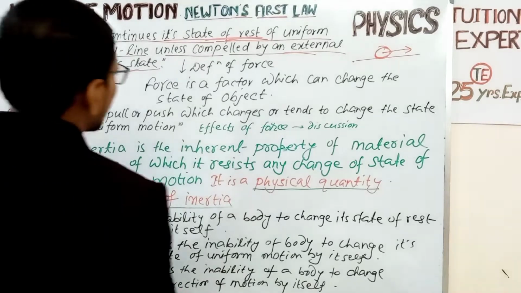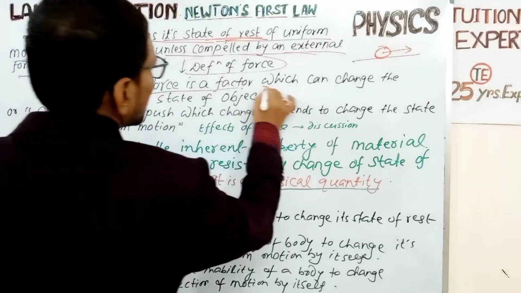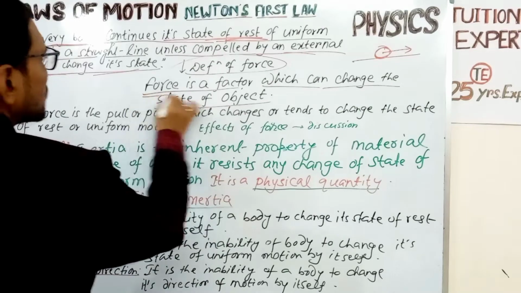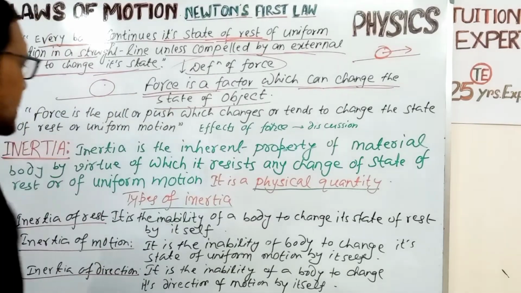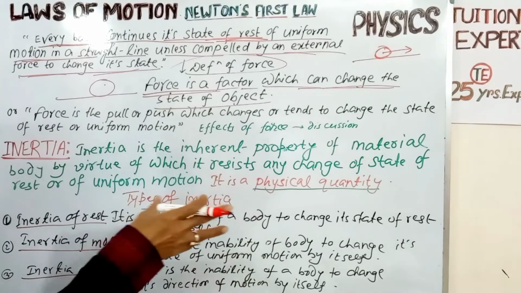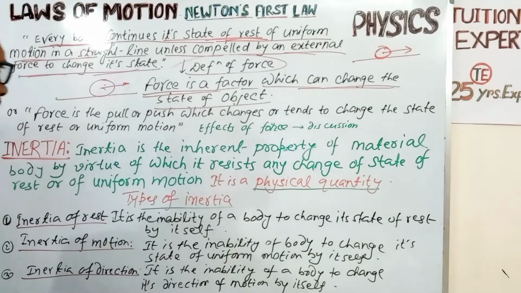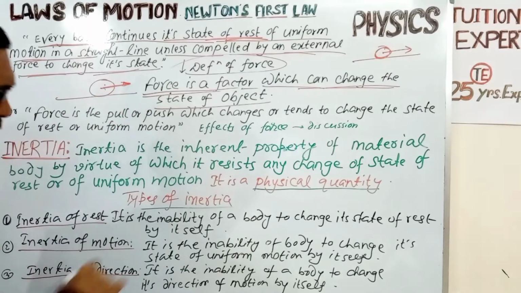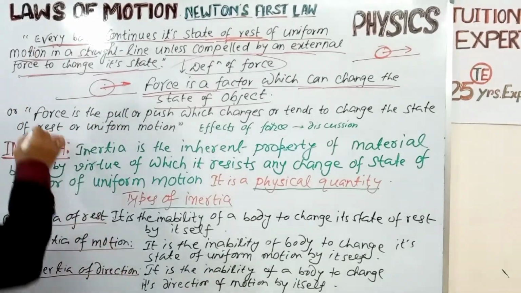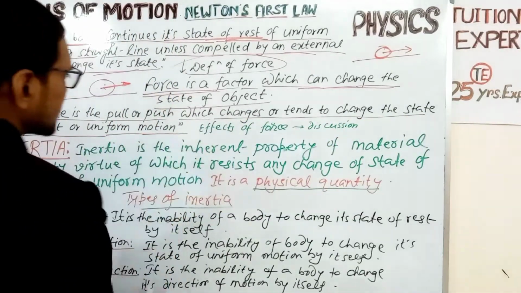Now what is the definition of force? From this we get force. Force is a factor which can change the state of an object. Suppose an object or body is at rest. The factor, the quantity which causes it to change from rest, which moves the body, is the force. So we define force: force is the pull or push which changes or tends to change the state of rest or uniform motion.